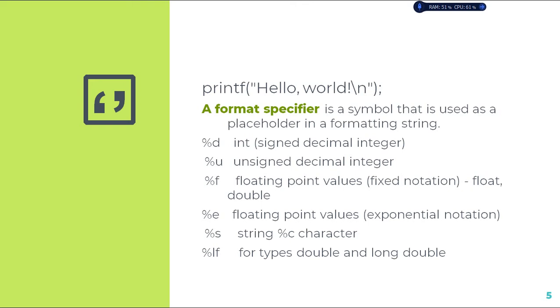Now %s and %c are used for string and character. If you want to operate with an entire string, you go with %s. If it is a character, then you can come up with %c. And %lf is for types double and long double. Whenever you operate with double and long double, you can use %lf. Most probably %lf is used for both reading and writing when you are performing operations on the data types long double and double.